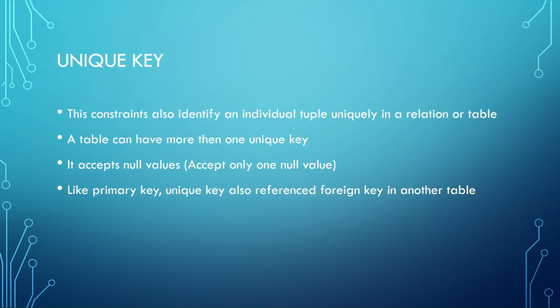Next is the unique key. The unique key is the same as a primary key, that is, it also uniquely identifies, but the only thing is here it accepts null values, and more than one unique key can be present in one table. Just like the primary key is referenced by other tables, this unique key can also be referenced by a foreign key in another table. Okay, now see the difference between the two.